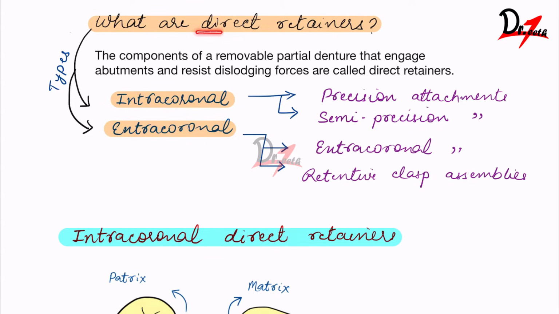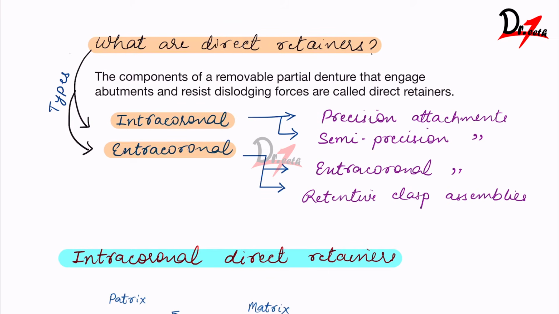So first we need to understand what are direct retainers. It is the component of the removable partial denture that engages the abutment and resists the dislodging forces, right? So let us suppose this is our abutment teeth. What is an abutment teeth? It is any teeth from which we are going to take support for our prosthesis, right? So that is called the abutment tooth, okay? So the direct retainer is that component which will engage the abutment. And why do we need to engage the abutment? Because we want to resist the dislodging forces.